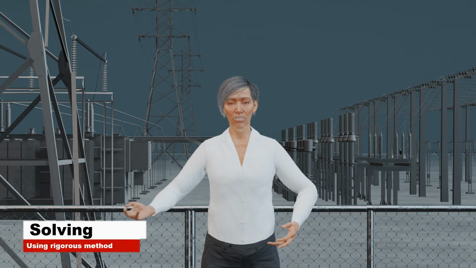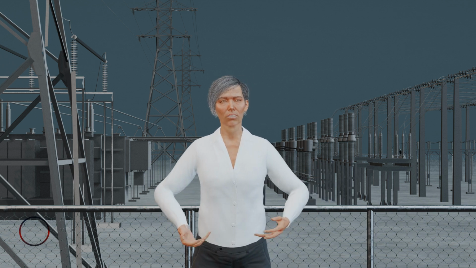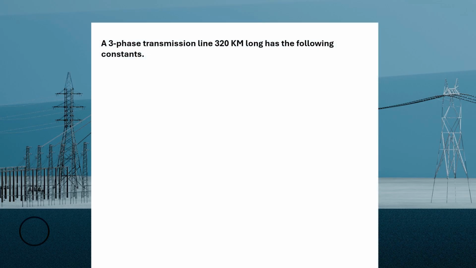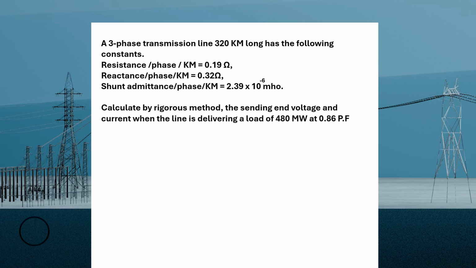Now we can solve the following question using the formula that we derived in the previous series. A three-phase transmission line 320 kilometers long has the following constants. Resistance per phase per kilometer is equal to 0.19 ohms. Reactance per phase per kilometer is equal to 0.32 ohms, and shunt admittance per phase per kilometer is equal to 2.39 times 10 raised to power minus 6 mho. Calculate by rigorous method the sending end voltage and the sending end current when the line is delivering a load of 480 megawatts at 0.86 power factor lagging when the receiving end voltage is kept constant at 330 kilovolts.